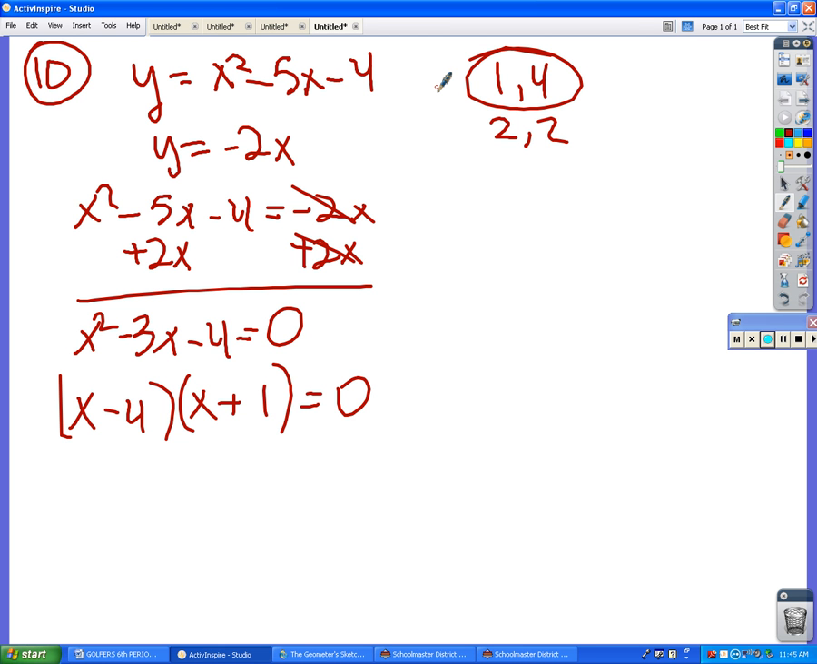You know what, Oscar? Oh, yeah, and then you could use the quadratic formula instead if you're not good at the factor. Okay, so if x minus 4 times x plus 1 equals 0, then my 2 options for x are 4 and negative 1. Okay?